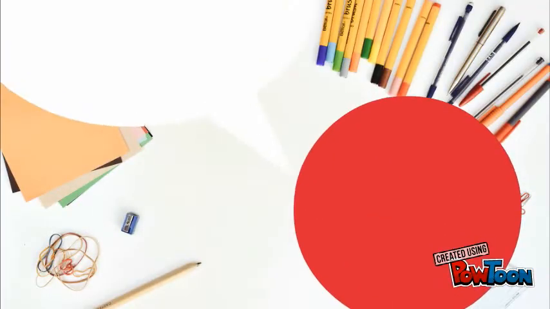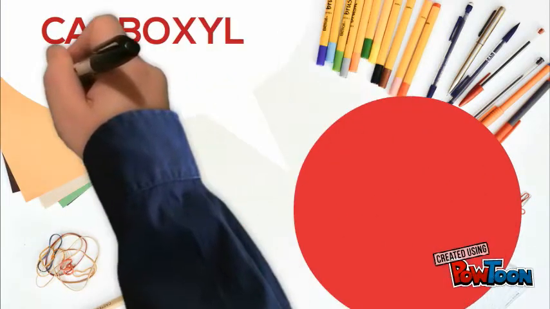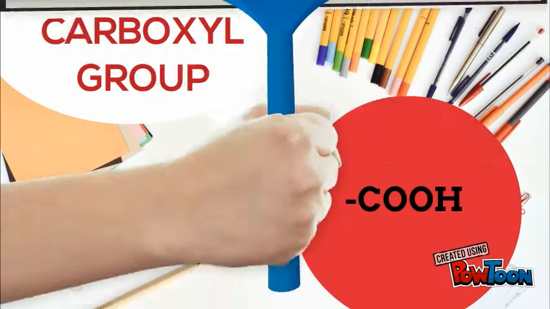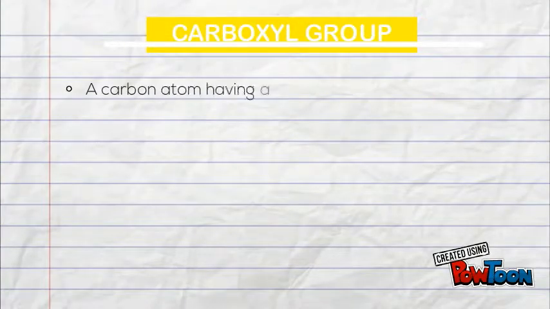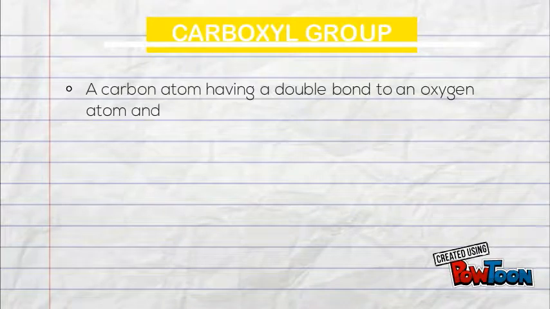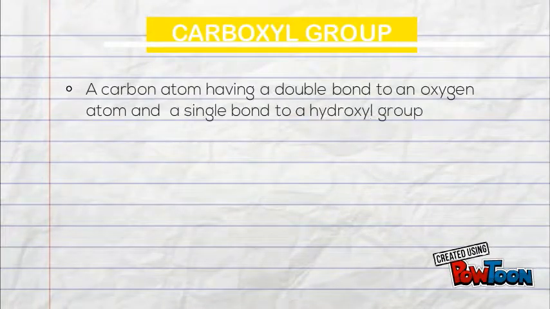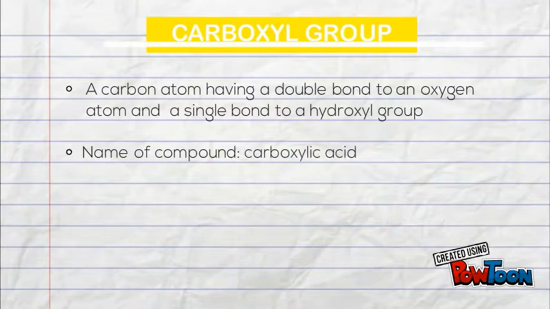The third functional group is the carboxyl group, which consists of carboxylic acid. A carboxyl group consists of a carbon atom having a double bond to an oxygen atom and a single bond to a hydroxyl group. A compound of the carboxyl group is called a carboxylic acid.